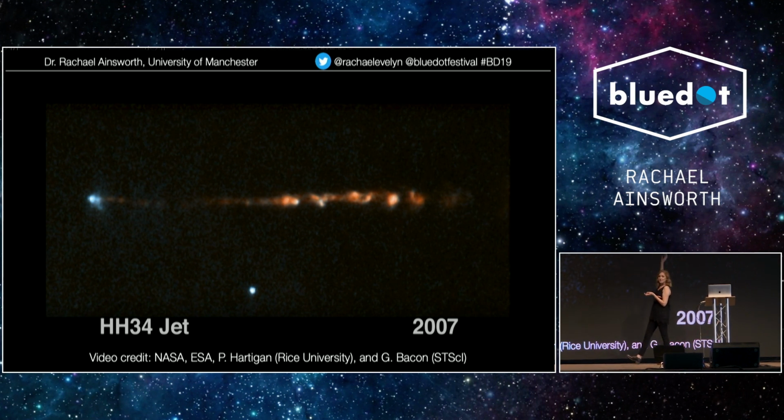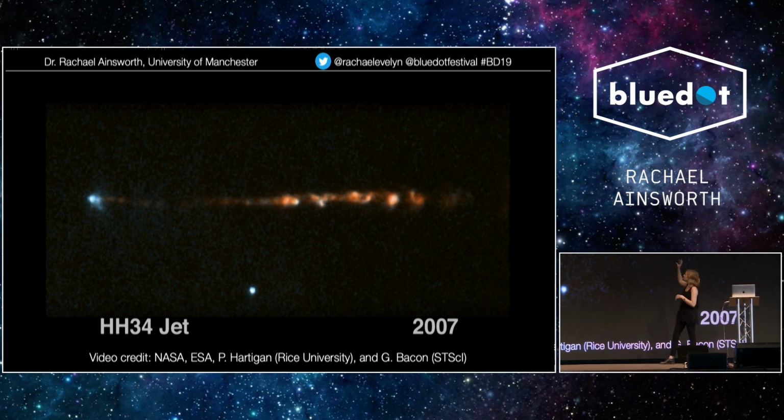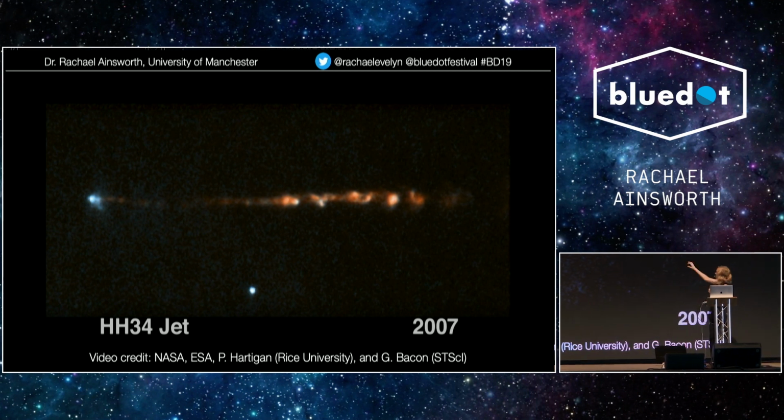So that's why we can see these bright knots of emission heating up and glowing, is because the jet is effectively slamming into itself. Each clump that's ejected is traveling very fast. It shocks against what's in front of it. It heats up and glows, and that's how we're able to see it.